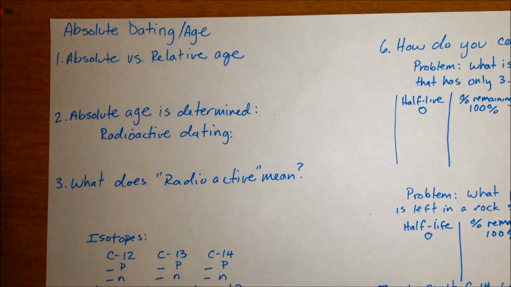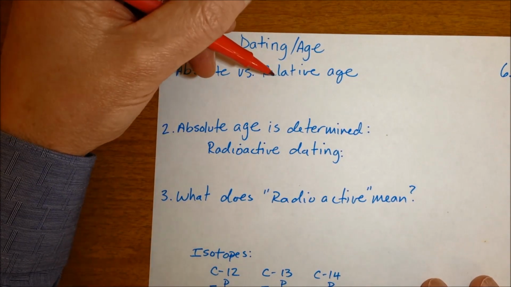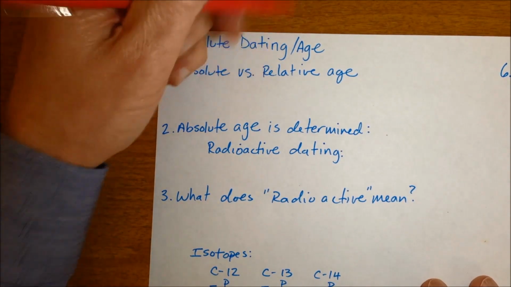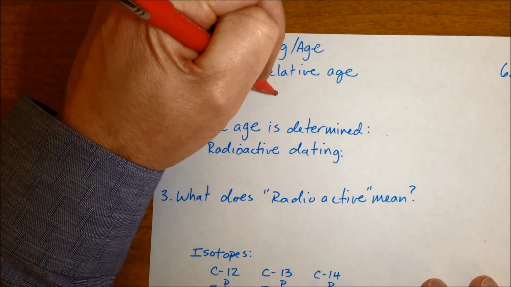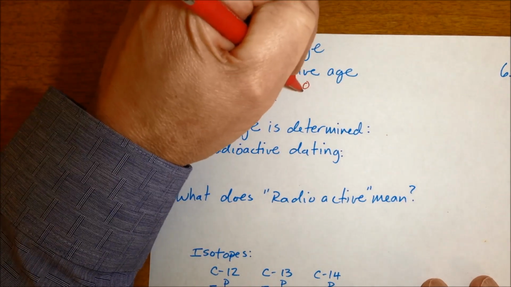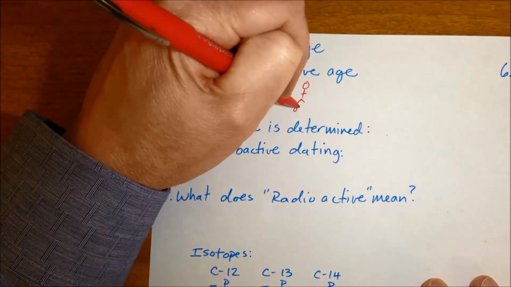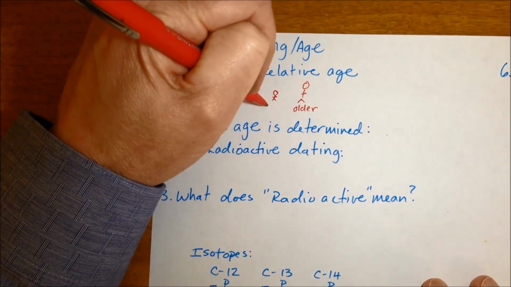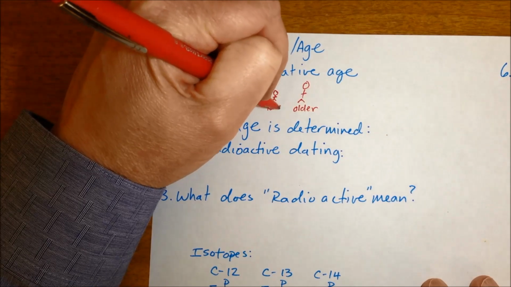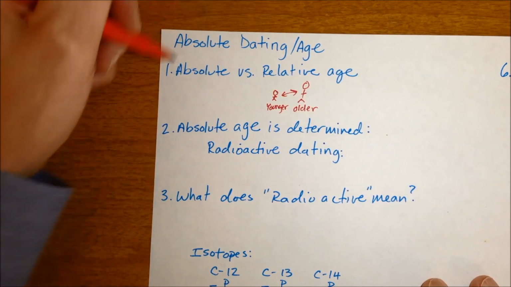Okay, this video is going to discuss how to determine absolute date by using radioactive elements. The first thing you have to remember is the difference between absolute and relative age. Relative age, as we said before, is the comparison of two things. Let's say this is a little baby and this is an adult. Relative age would say this person's older and this person is younger. No dates involved, it's just comparing two things together to figure out how old they are compared to each other.